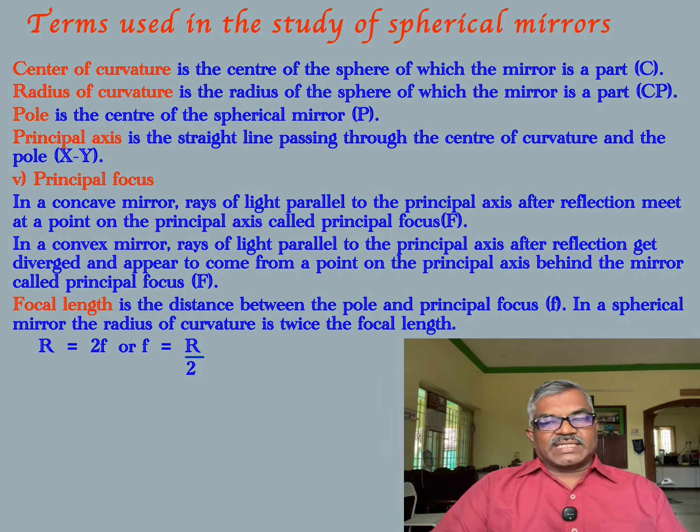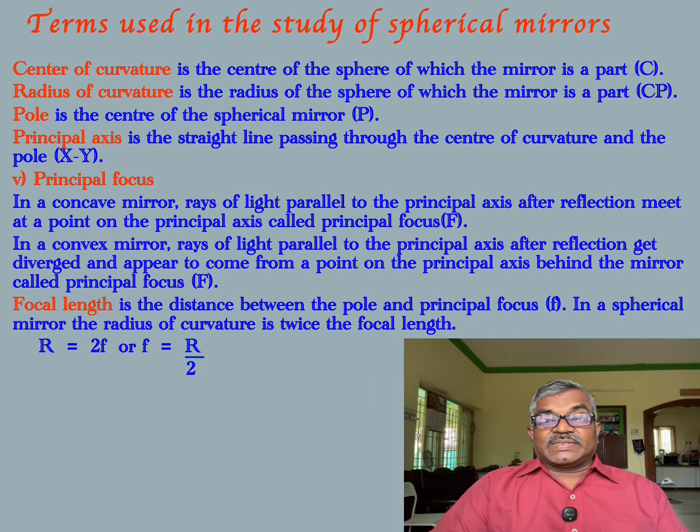Principal axis. Imagine a straight line passing through the pole and the center of curvature of a spherical mirror. This line is called the principal axis. Principal focus. The principal focus or focal point of a spherical mirror or a lens is the point on the principal axis where parallel light rays, after reflecting or refracting, either converge or appear to diverge from. Focal length. The distance between the pole and the principal focus of a spherical mirror is called the focal length. It is represented by the letter F.